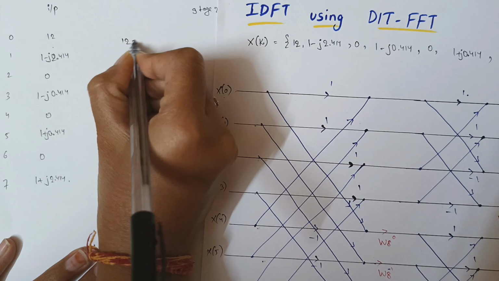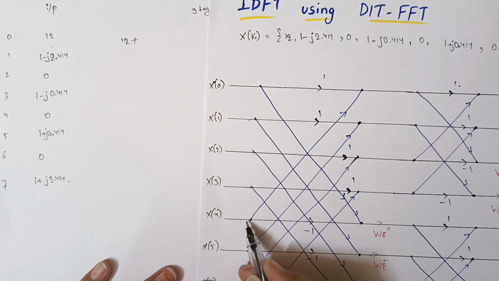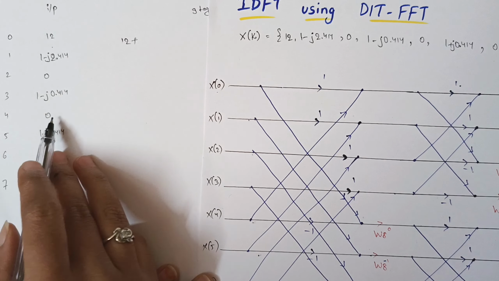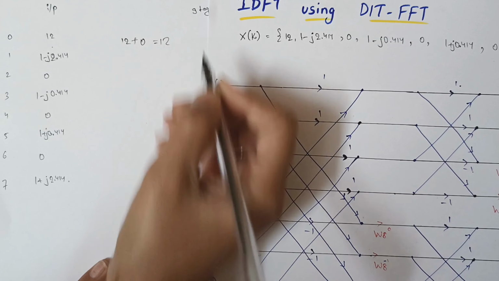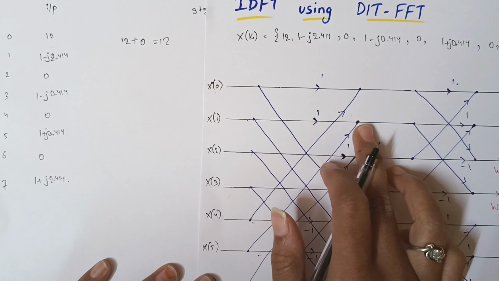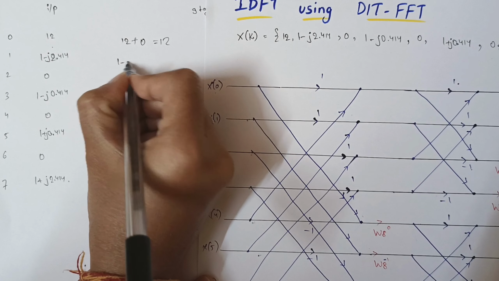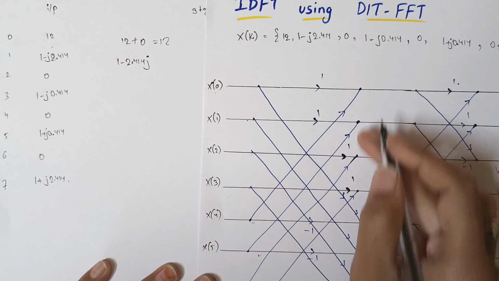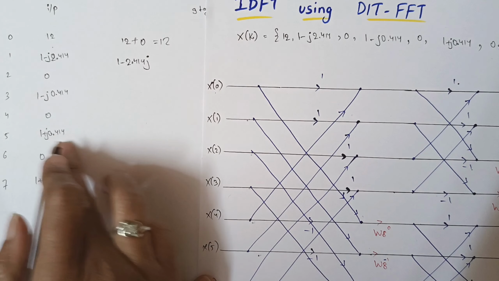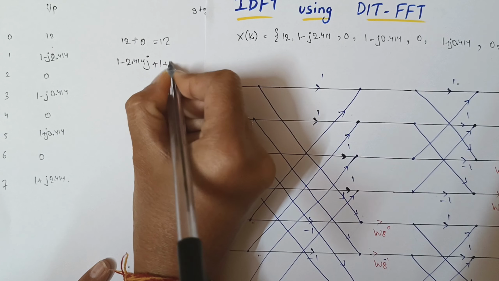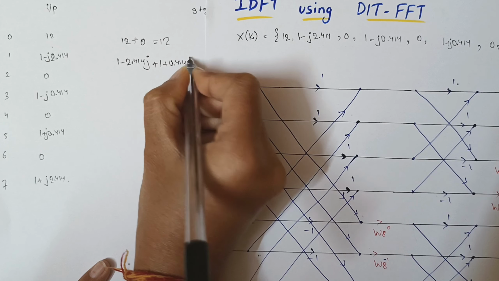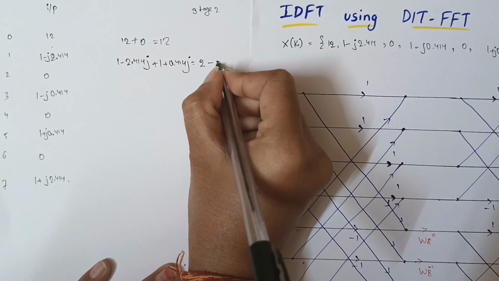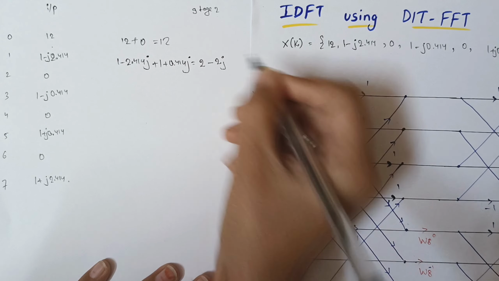it over here, 12 plus, and after that we are getting the next thing from 4th index, that is 0, so 12 plus 0 will be 12. And now for the next one we have 1 minus 2.414j, and the next thing we are getting from 5th index is plus 0.414j, so it will give us 2 minus 2j.